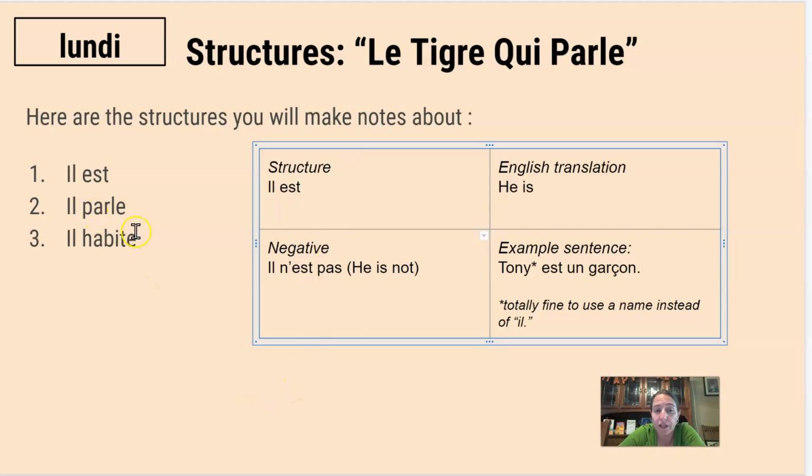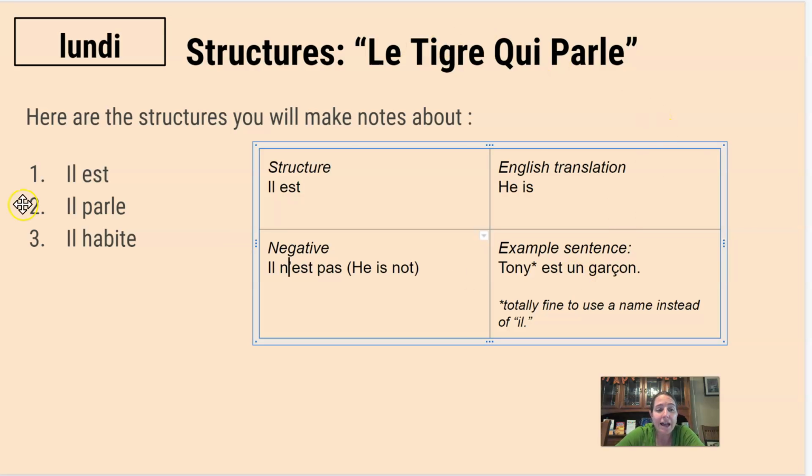So for parle, you'll have the ne. For habite, that's a little tricky because even though h is a consonant, we treat it like a vowel because it's silent. So the first sound we actually hear is the vowel sound, habite. So for this one, you'll have n apostrophe just like you have for il n'est pas. You'll have il n'habite pas with n apostrophe as opposed to the whole word ne. Hopefully that makes sense. If not, you can always ask me.